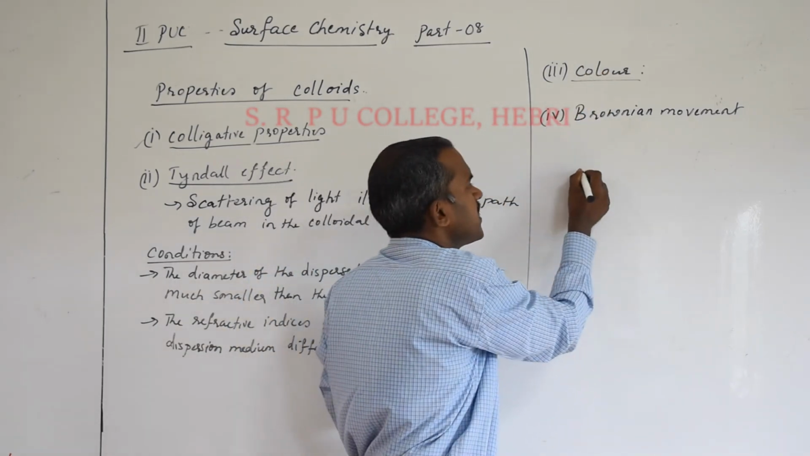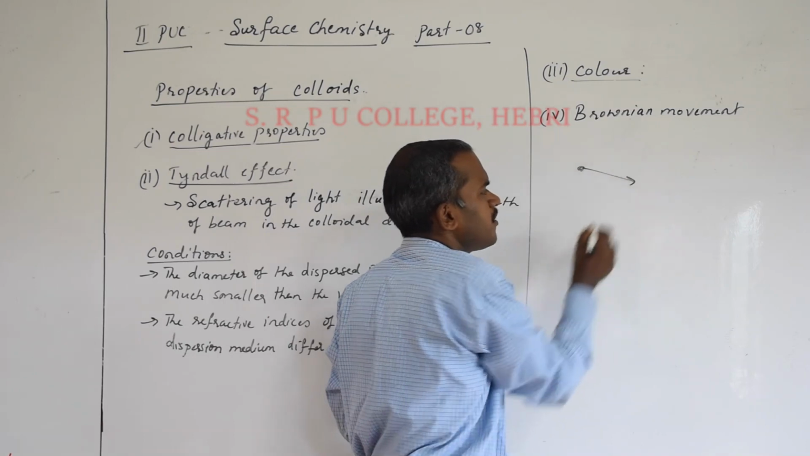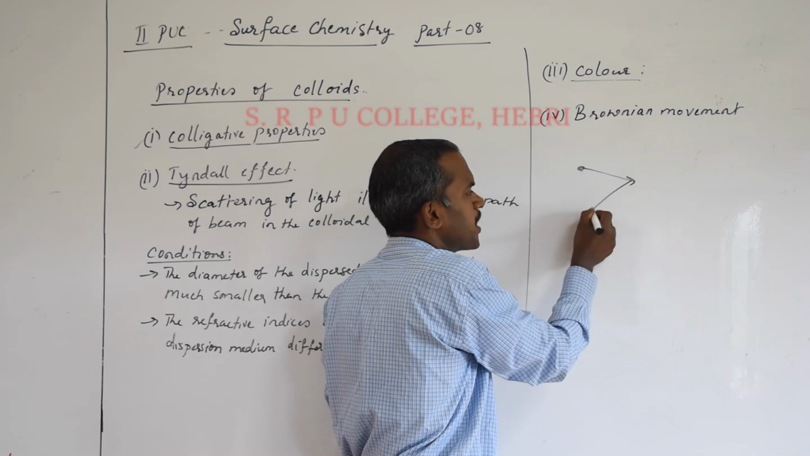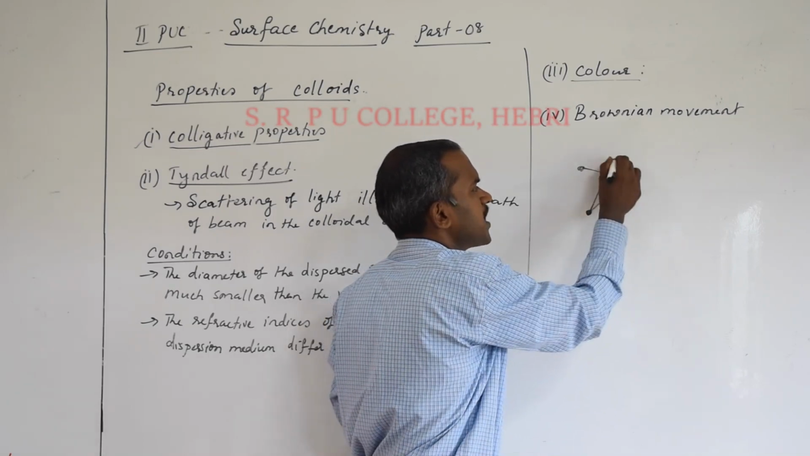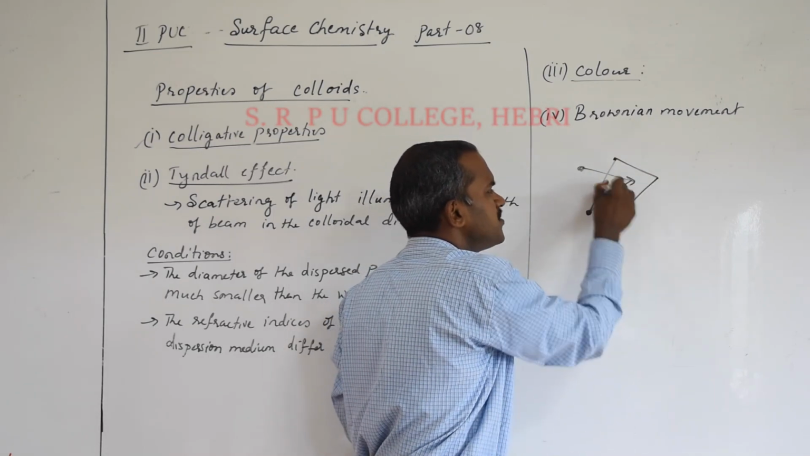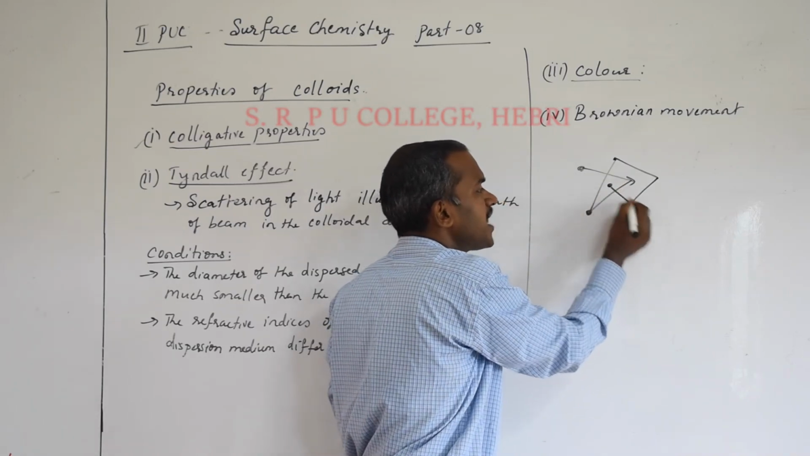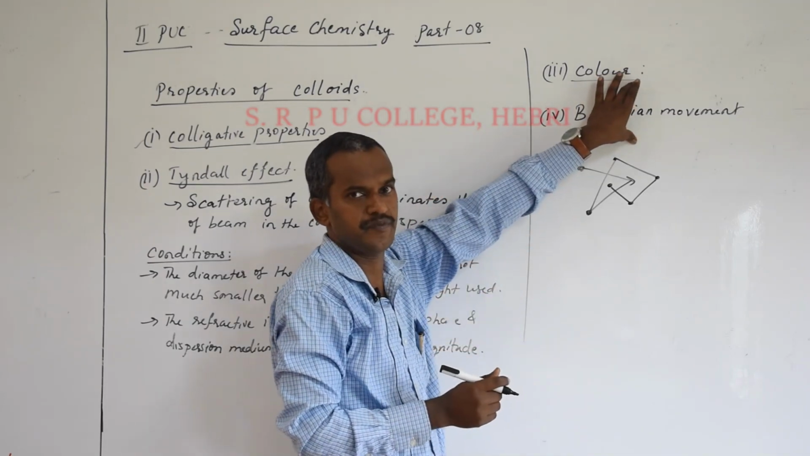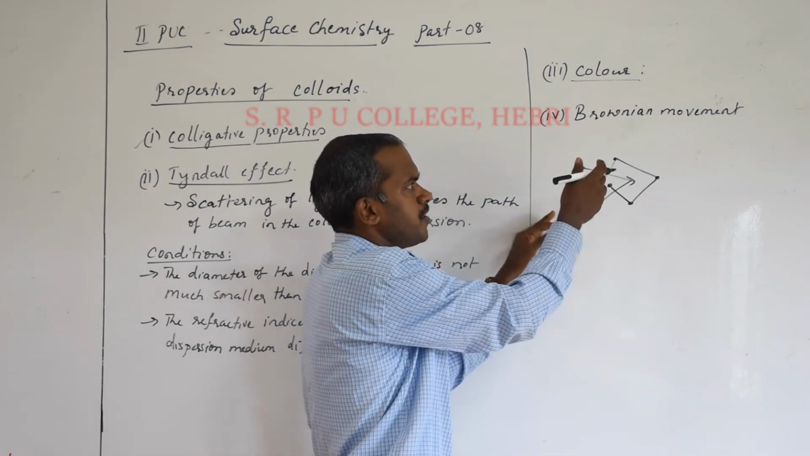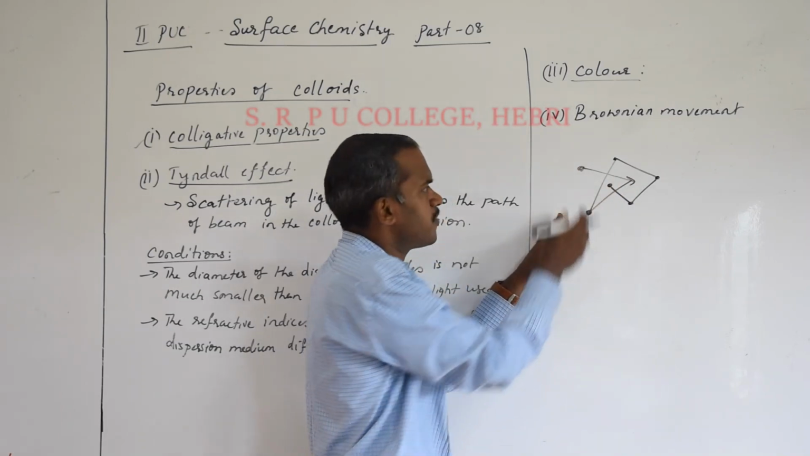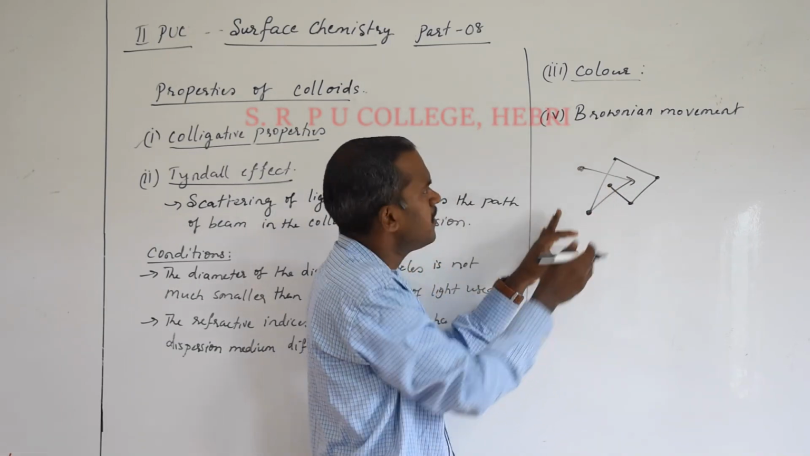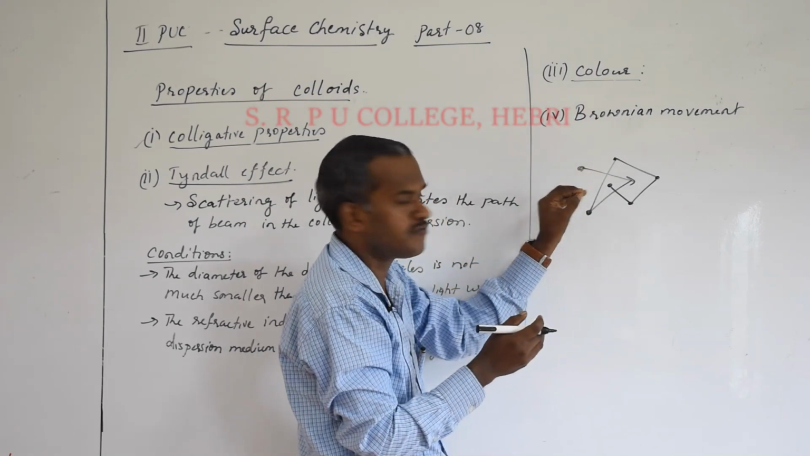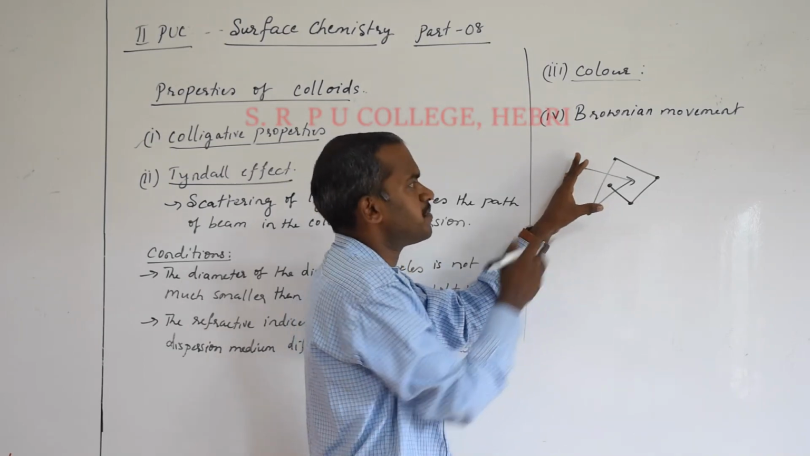Suppose there is a particle here, it will follow one direction of movement. After moving for a short distance, it may hit another particle and it may move in another direction. The same particle may move in this direction. So it follows a zigzag pattern, and this zigzag movement of the colloidal particles is called Brownian movement. If you discuss Brownian movement in detail, there is a transfer of kinetic energy from one particle to another particle. All those things are there. But just remember what Brownian movement is: it is a zigzag pattern of movement of the colloidal particles in the dispersion medium.